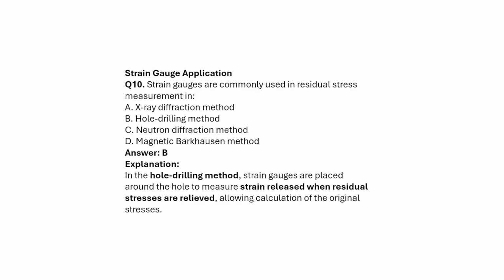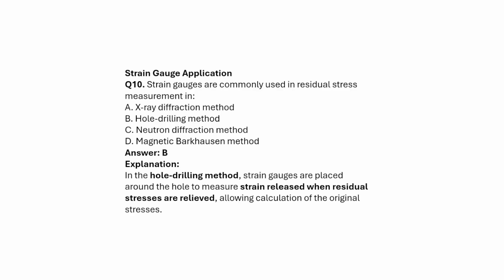Okay. The strain gauge is commonly used in residual stress measurement in which method? Option A, X-ray diffraction, option B, hole drilling method, option C, neutron diffraction method, option D, magnetic percussion method. Answer is B, because that is the only destructive test. Remaining all are non-destructive tests.